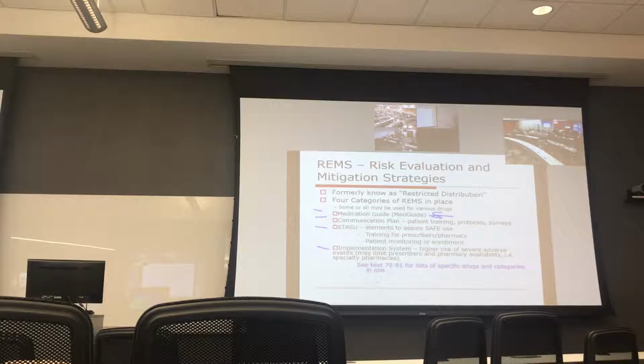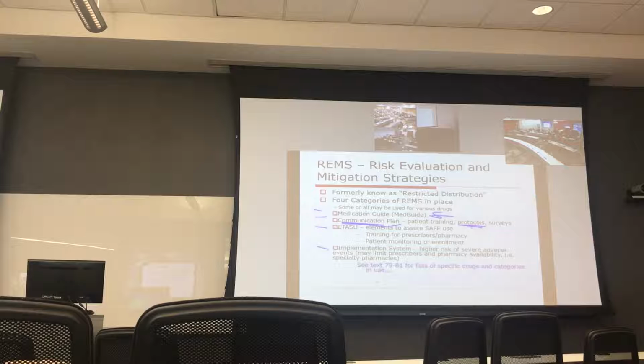Other things that you might not hear about as often, but are very important, especially for our exams and MPJE, the next category up is called a communication plan. This is where there's patient training required. Sometimes it has to be provided by the pharmacist. Sometimes it's required to be provided by the prescriber, or ideally a combination of both. There will be protocols that a prescriber has to agree to as far as prescribing this drug for the patient, and then there are surveys to follow up on that and make sure that the patient has gotten that training.